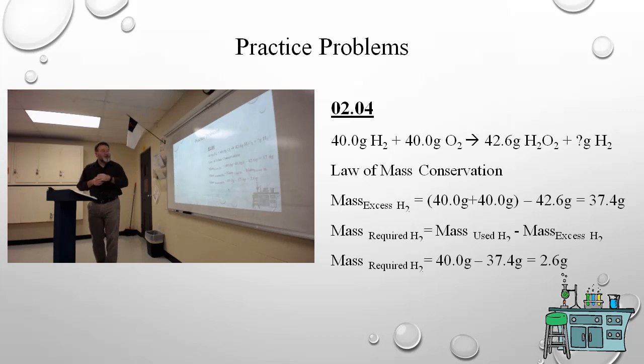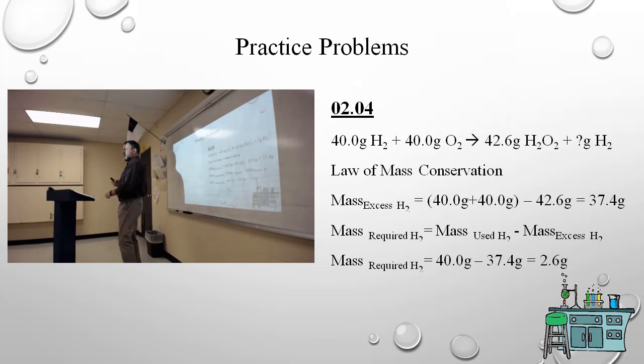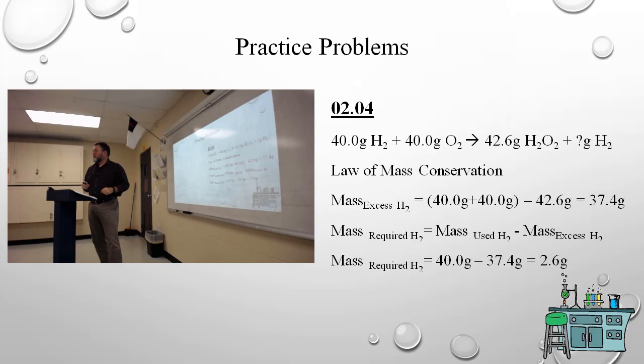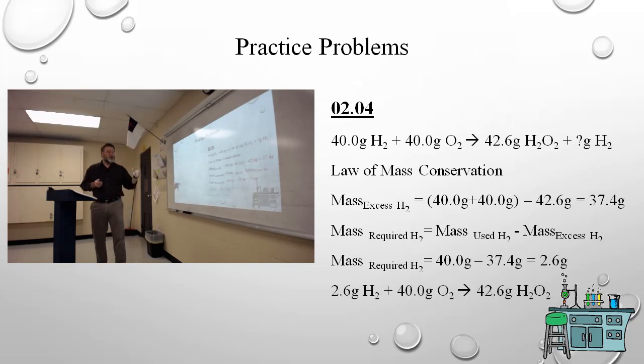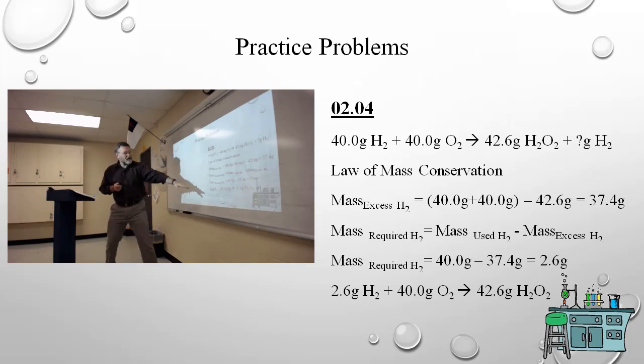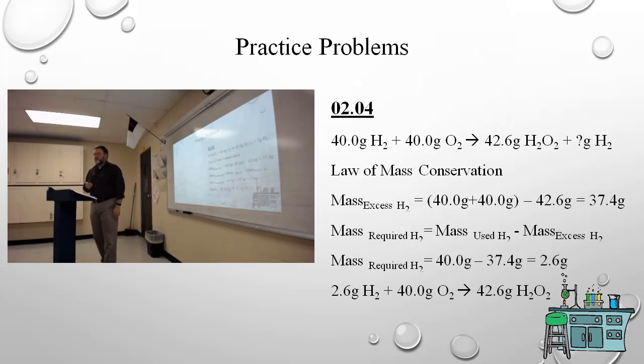What this is telling me is when I have the perfect recipe for the 40 grams of oxygen, I only need 2.6 grams of hydrogen. Because I had 37.4 grams too much, I take that too much out of what I actually used and figure out how much I should have used. I should have used 2.6 grams, which makes my perfect reaction, my perfect recipe, if you will, 2.6 grams of hydrogen, not 40, with all 40 grams of oxygen to produce 42.6 grams of H2O.